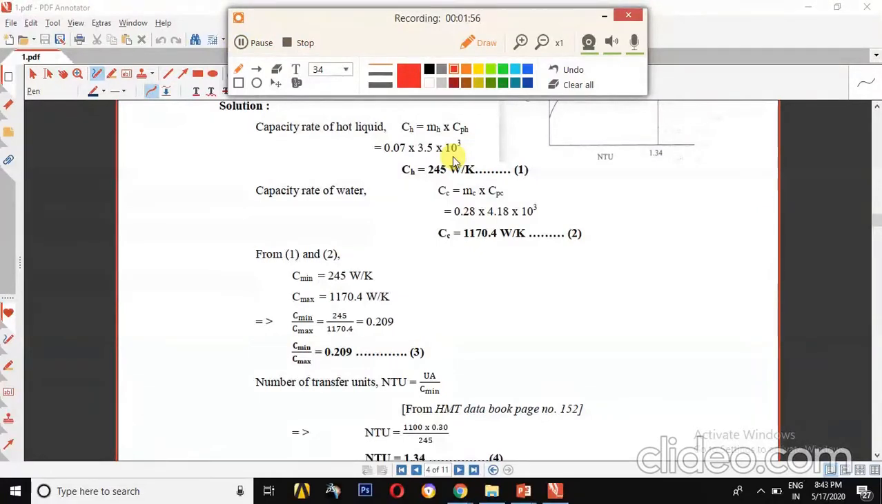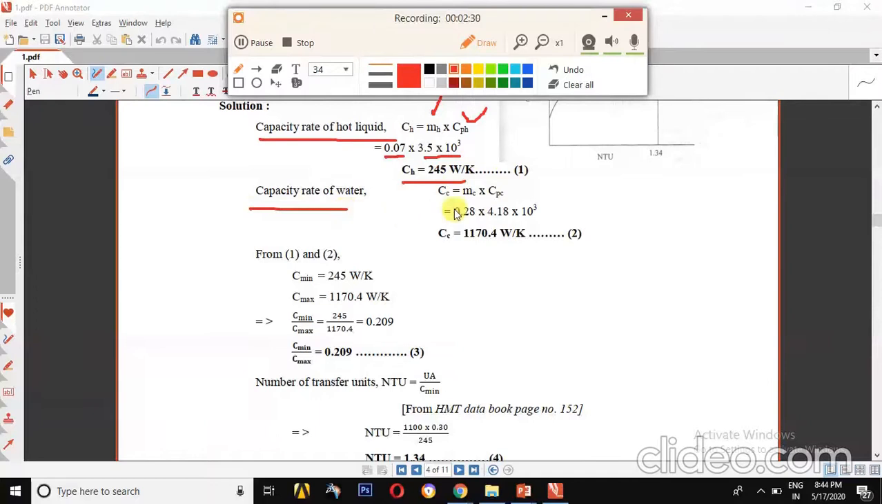Capacity rate is the product of mass flow rate and the specific heat. Capacity rate of hot liquid, Ch, equal to mass flow rate of hot liquid multiplied by specific heat of hot liquid. Mass flow rate of the hot liquid is 0.07 kg per second. Specific heat of hot liquid is 3.5 kilojoule per kg Kelvin. Therefore, capacity rate of hot liquid equal to 245 watt per Kelvin.